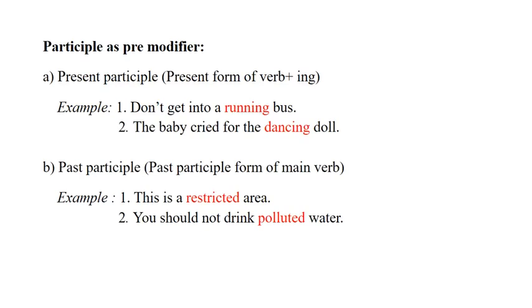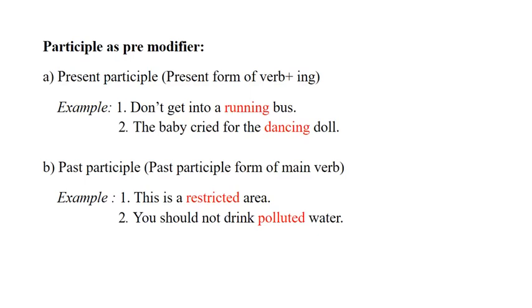Now, past participle as pre-modifier. Past participles are nothing but the past participle form of the main verb. You again have to keep in mind that we usually use the past participle form of the main verb to form passive sentences or sentences of perfect tenses. So, a past participle form of the verb is considered to be a modifier when it is used as an adjective in the sentence to tell us the status of the noun, not to form passive sentences or sentences of perfect tense.